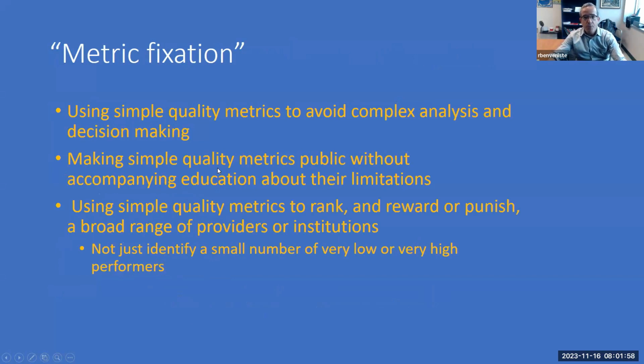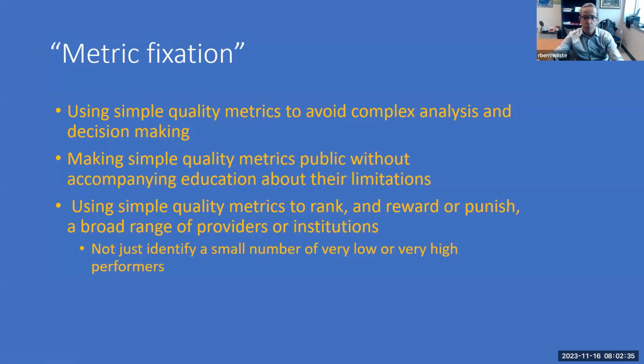So what's bad about simple quality metrics? They are very sensitive to what my favorite quality writer called metric fixation, which is using these simple quality metrics to avoid the burden of complex analysis and decision-making. And that's one form of metric fixation. Another is just making raw numbers public without accompanying education about their limitations. And this kind is a more subtle statistical argument, which is using simple quality metrics to rank, reward, and punish a very broad range of providers.